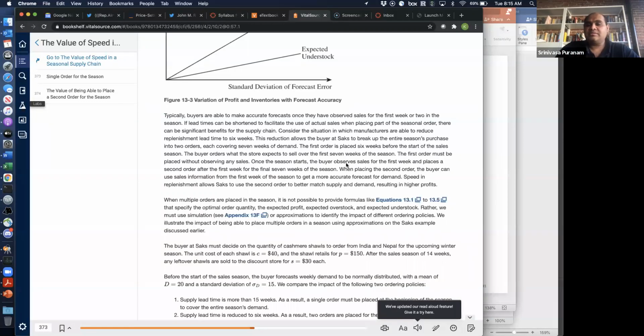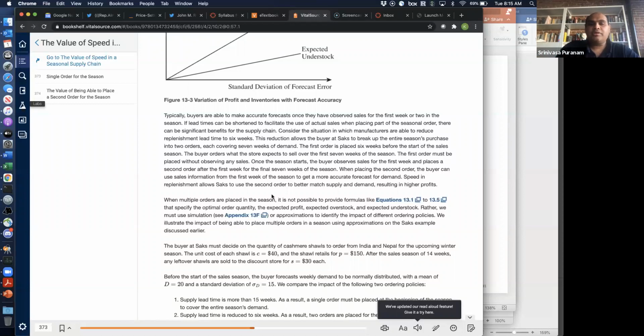Once the season starts, the buyer observes sales for the first week, and they have a much better idea of how this product is going to sell. Once that happens, the buyer is going to place an order for the second half of the season after observing what's happening in the first week. So this gives them a much better idea of how their cashmere shawls are going to sell in the second half of the season, right?